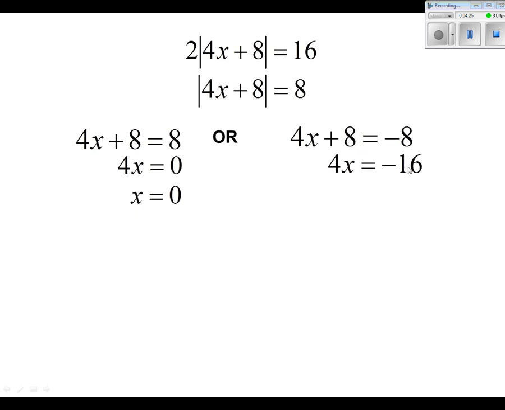On this side, subtract 8 from both sides, so 4x is equal to negative 16. Divide both sides by 4, and x equals negative 4. Again, you should take the time to check.